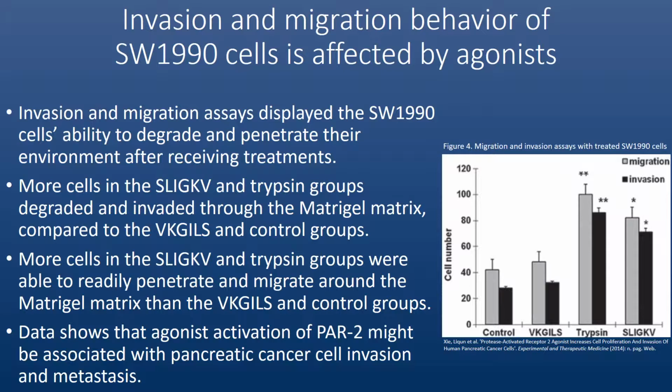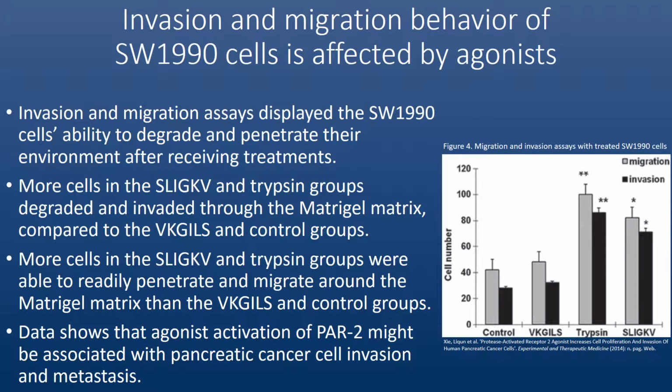More SW1990 cells that were treated with trypsin or SLIGKV were able to degrade and invade through the matrigel matrix, with values recorded at 100.8 plus or minus 12.9 and 89.6 plus or minus 10.9 respectively, compared to the VKGILS and control groups that had values recorded at 50.1 plus or minus 7.5 and 43.3 plus or minus 9.2 respectively.